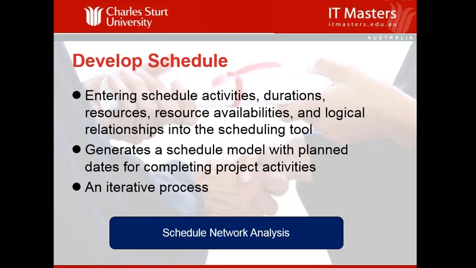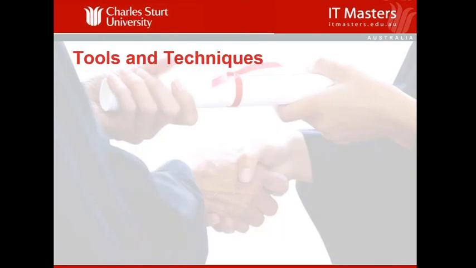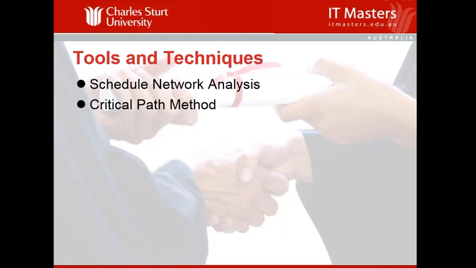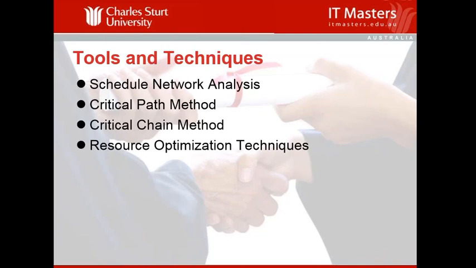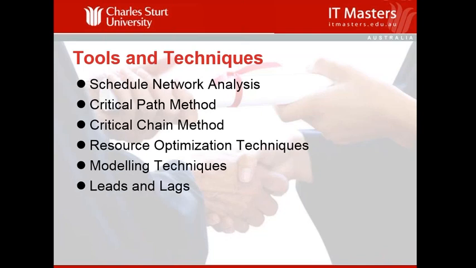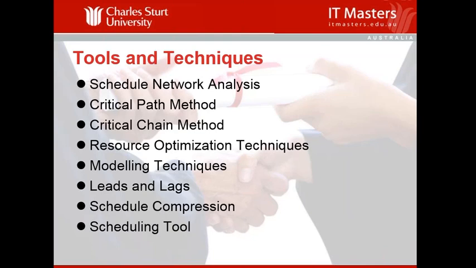So this involves schedule network analysis. Tools and techniques: schedule network analysis, critical path method, critical chain method, resource optimization techniques, modeling techniques, leads and lags, which you discussed. I'm going to talk about some of these in a few minutes. Schedule compression means that you're heading towards a deadline, and you feel that you need to compress the schedule, because if you don't do that, you're not going to meet the deadline. The scheduling tool is also one of the tools and techniques.